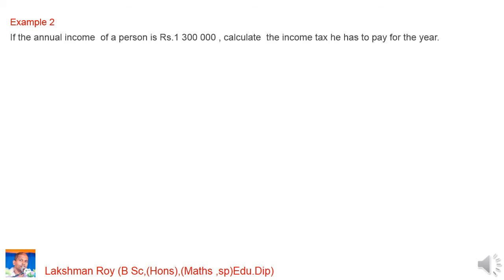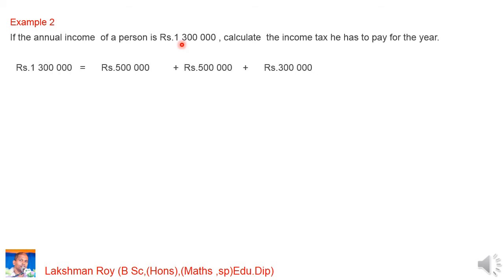Right, students, now we'll move to another example. This is example 2. You can see in this example, if the annual income of a person is 1,300,000 rupees, I want to calculate the income tax he has to pay for the year. The rates are according to the above table. The annual income is 1,300,000 rupees.